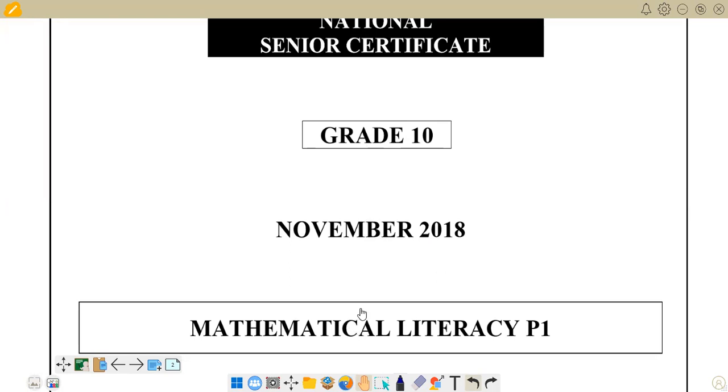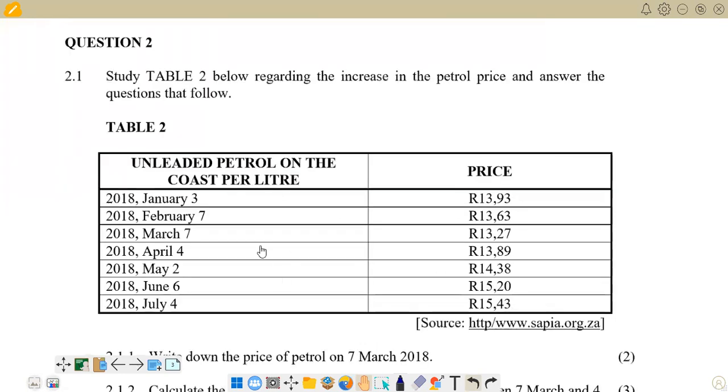Today we want to look at question 2 of this question paper. It reads: study table 2 below regarding the increase in the petrol price and answer the questions that follow. We are given a table, table 2, and we have a column for unleaded petrol, the cost per liter, and then we've got the price column. So that's what we have in terms of this table.